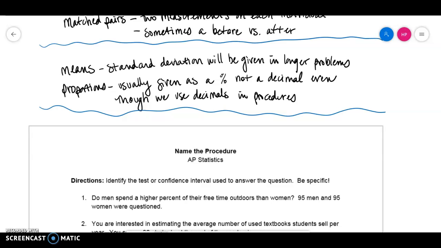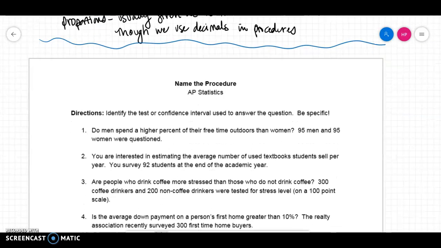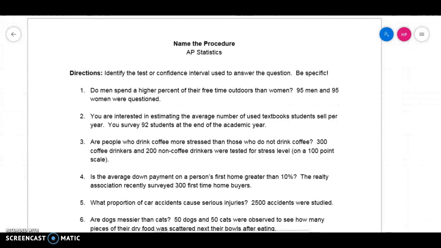So at this stage of the video, I want you to pause me and take a look at this worksheet, the name the procedure. So trying to be as specific as possible. So is it one or is it two sample? Is it t for means? Is it z for proportions? And is it a test or a confidence interval? So really a lot of components there.